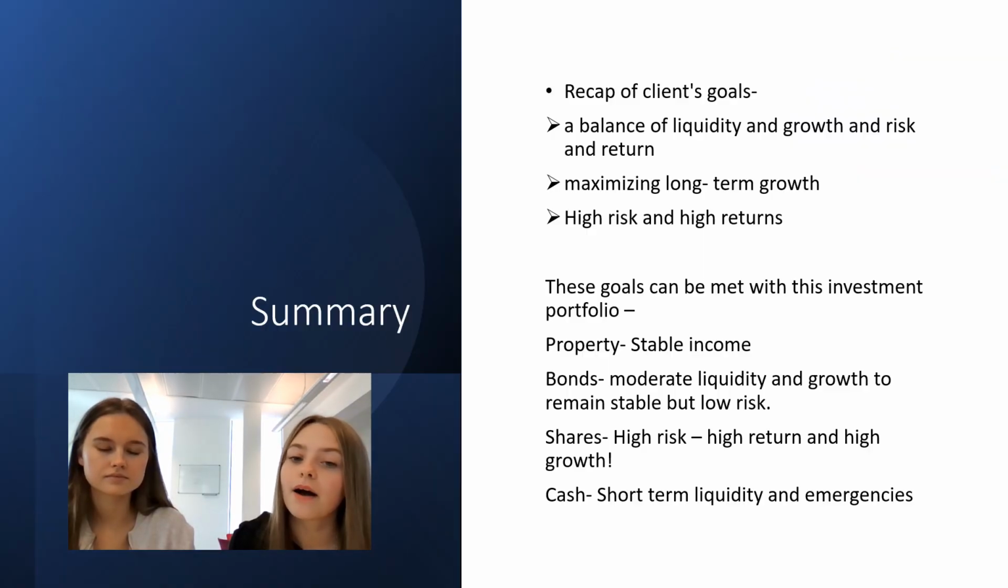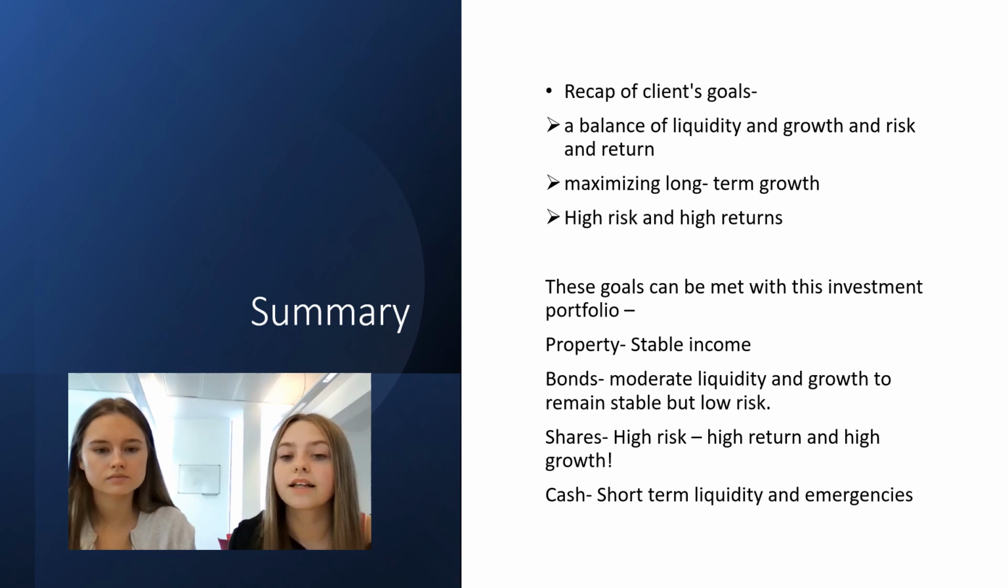So here is a summary about how our investment decisions link with the client's goals. Just a reminder of the goals, which were a balance of liquidity and growth and risk and return, and maximising long-term growth. By investing in property, it provides our client with a stable income, meaning that there's still a balance between the portfolio, and the same with bonds. They have a moderate liquidity and growth, but they still remain stable and they're low risk. And shares link with our client's goals of having a high return, as shares offer the highest amount of return. And then finally, cash. It allows our client to deal with short-term liquidity problems and any emergencies that may occur.